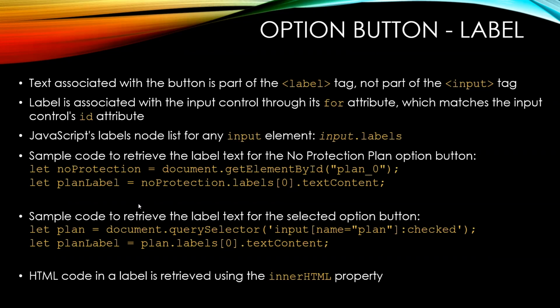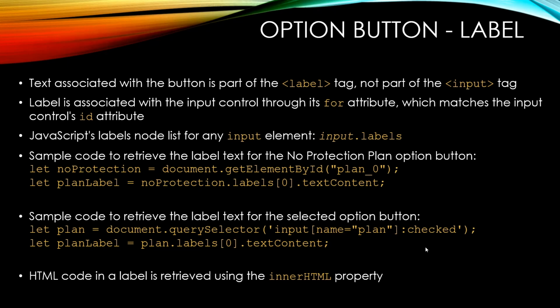If we want to retrieve the label text for the selected one, what we can say is the plan is going to be the one that is checked, or you can do your for loop. And then you can say whatever one is selected, labels sub 0 text content. Okay, so this one is to get it out of the full listing. So this right here would be the no protection, the index 0, index 1, 2, 3, all of them. This one down here gets whichever one's checked.